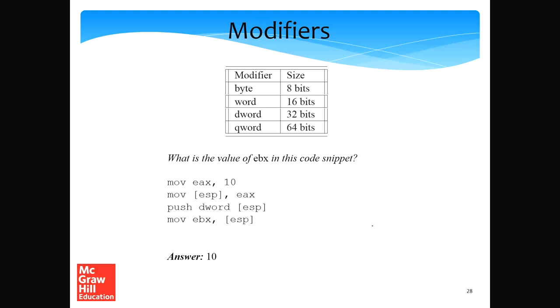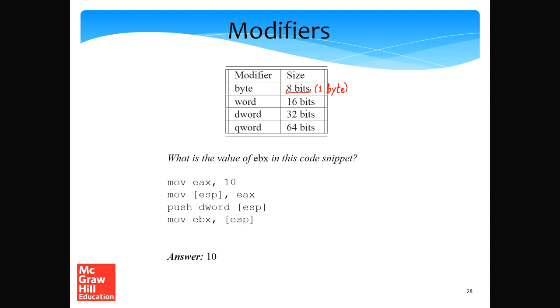Let me now discuss some of the common modifiers. Depending upon the number of bits that need to be transferred from memory, we can use different kinds of modifiers with instructions that access memory. The first modifier is byte, so it specifies that 8 bits or 1 byte needs to be transferred. The second modifier is word, so it means that 16 bits need to be transferred.